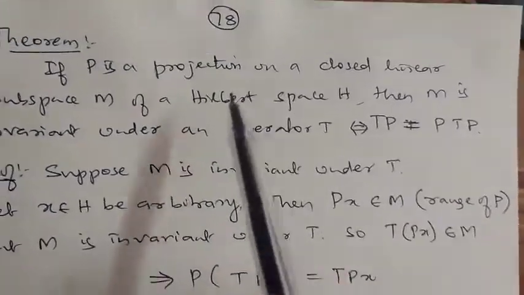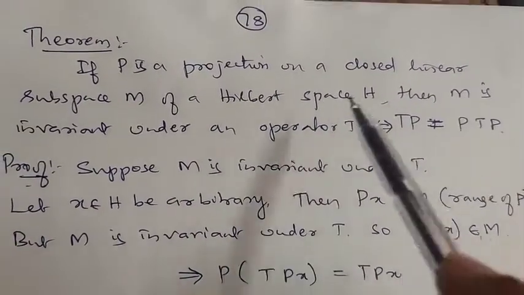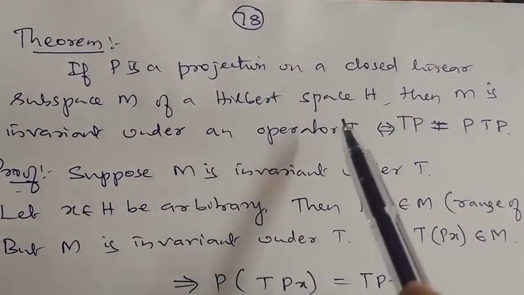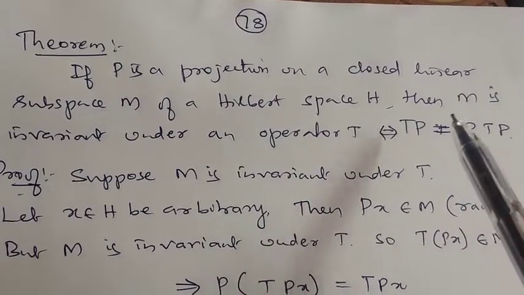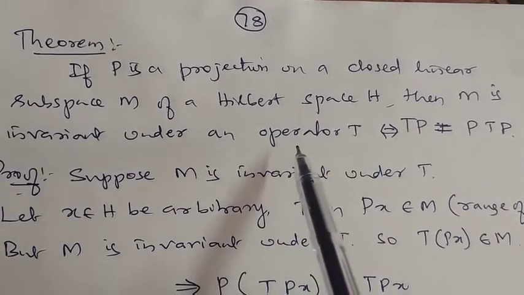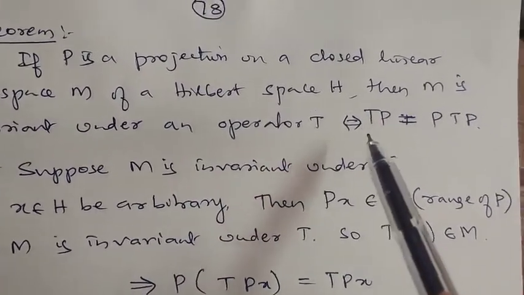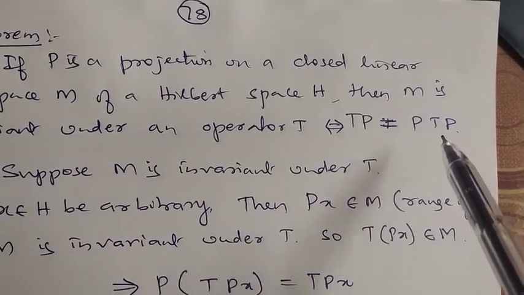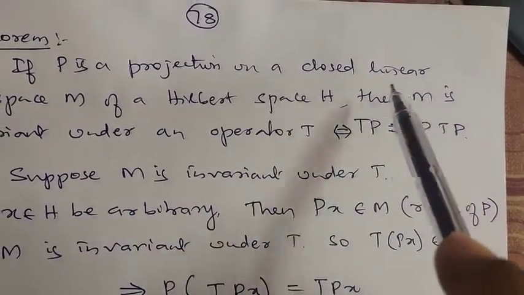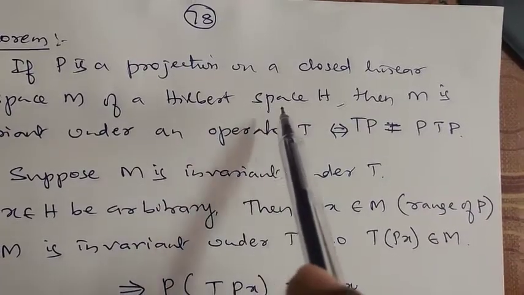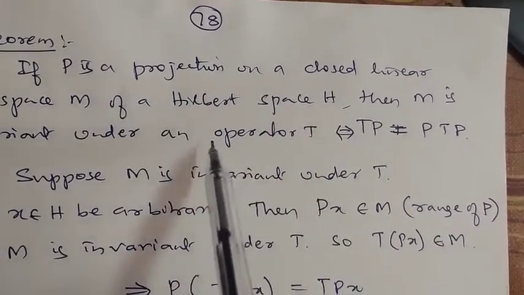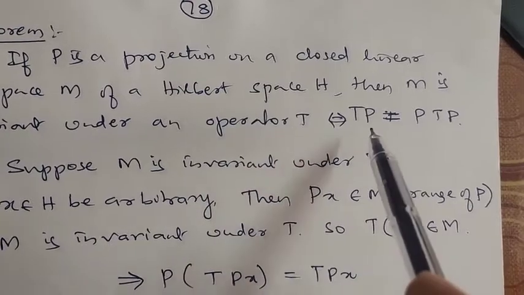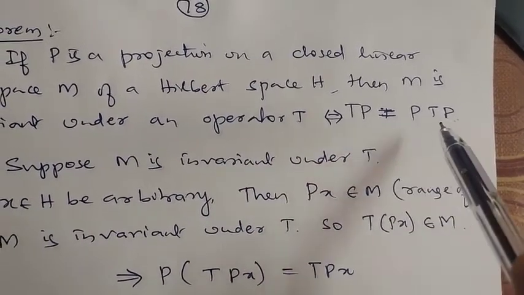Suppose P is a projection on a closed linear subspace M of a Hilbert space H. Then M is invariant under an operator T if and only if TP is equal to PTP. So, if P is a projection on a closed linear subspace M of a Hilbert space H, then M is invariant under operator T if and only if TP is equal to PTP.